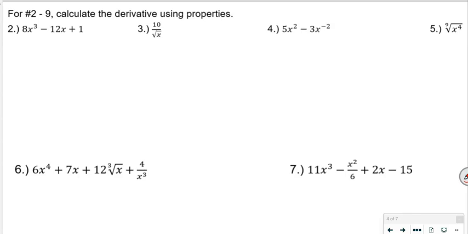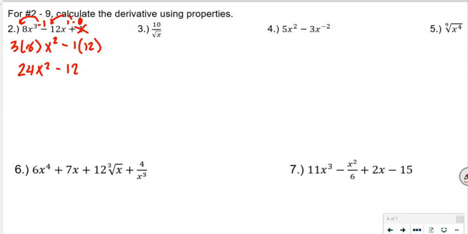This one says for number 2 through 9, calculate the derivative using properties. So recall here again, we are going to move this to the front, so we're going to do 3 times 8, and then we're going to subtract 1 from that. So that's going to be x to the second minus, and again, if we were to do this, this would be a 1 up here. We would be multiplying it by that. So minus 12 times 1, 1 times 12. And again, 1 minus 1 is 0, right? So that would be x to the 0 power, so that would just be another 1, and a constant goes to 0. So 3 times 8 is 24, x squared minus 12.